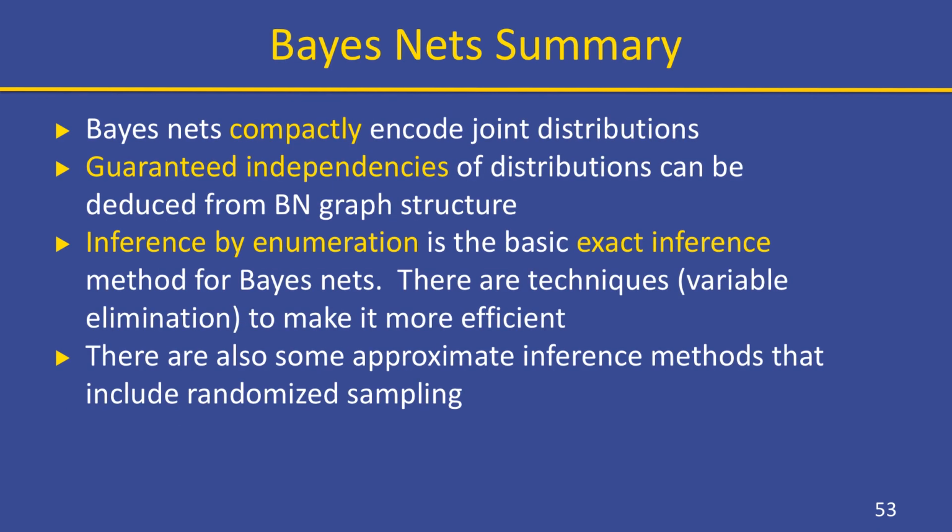So in summary, today we've seen that Bayes nets compactly encode joint distributions. There are some guaranteed independencies that can be deduced from the graph structure. Inference by enumeration is the basic exact inference method for Bayes nets. It's a bit tedious. There are some techniques, such as variable elimination, to make it more efficient. There are also some approximate inference methods for Bayes nets that include randomized sampling.